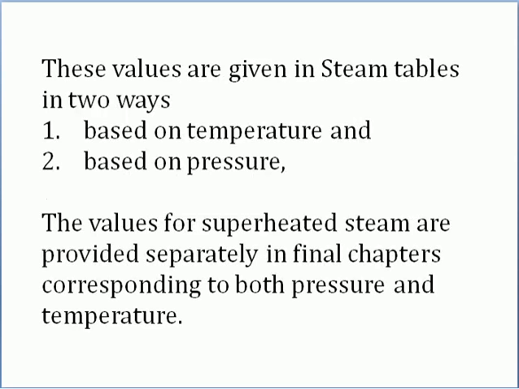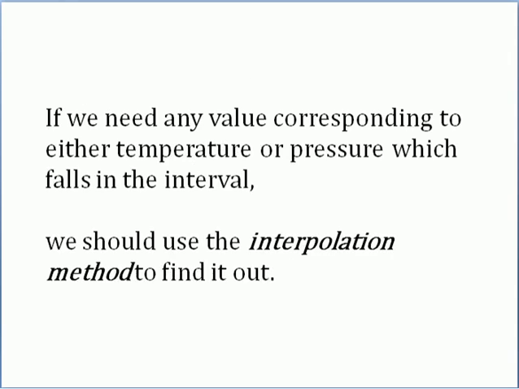These values are given in steam tables in two ways. One is based on temperature and the other is based on pressure. The values for superheated steam are provided separately in the final chapters corresponding to both pressure and temperature. If we need any value corresponding to either temperature or pressure which falls in the interval, we should use the interpolation method to find it out.